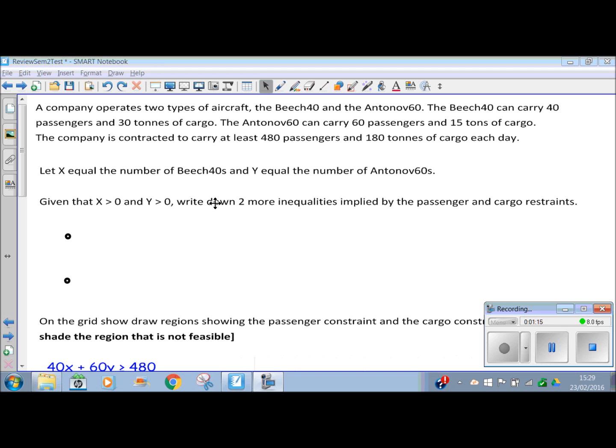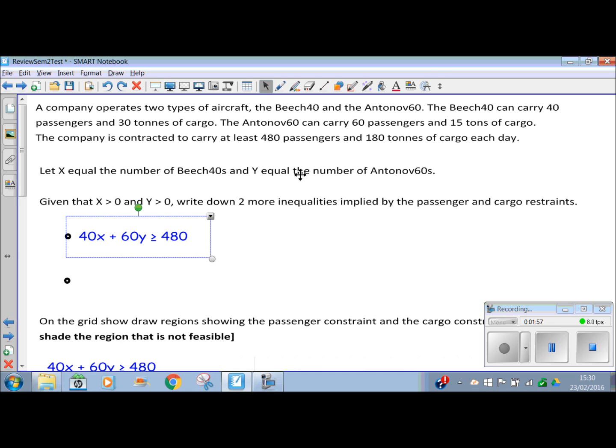We're going to now look at the limitation or constraint on the number of passengers. The Beech 40 can carry 40 passengers, the Antonov 60 can carry 60 passengers, and we must carry at least 480 passengers every day. With x as the number of Beech 40 and y as the number of Antonov 60, we can write down this inequation. So 40 times the number of Beech 40 plus 60 times the number of Antonov 60 must be greater than or equal to 480.